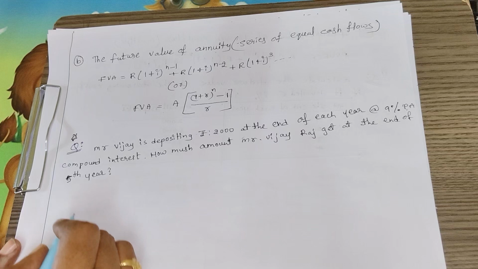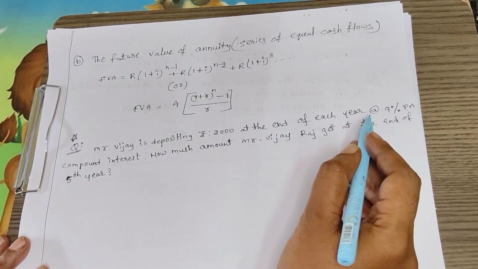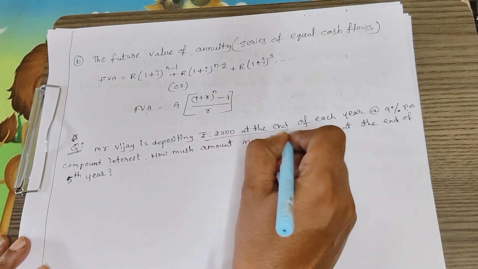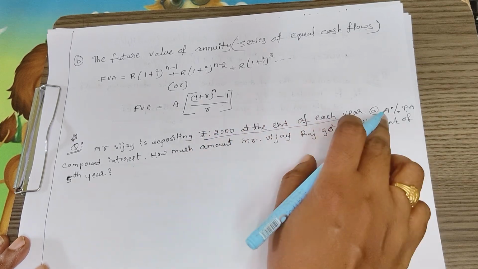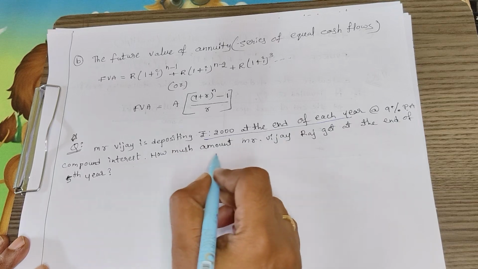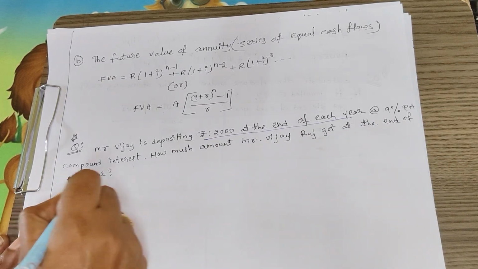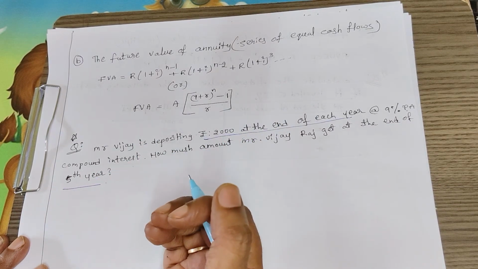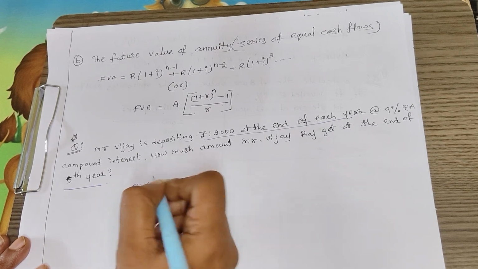Here is one question. Mr. Vijay is depositing 2000 at the end of each year at the rate of 9% per annum compound interest. So 2000 at the end of each year. Every year ending, Vijay deposits 2000 with 9% compound interest. Interest rate is 9%. How much amount will Mr. Vijay get at the end of the 5th year? So at the end of the 5th year, how much amount will he get? So we need to find the future amount. Future value of annuity we are calculating here.